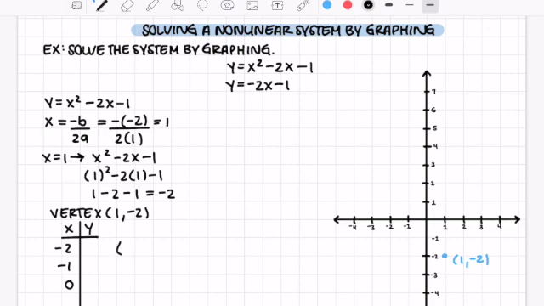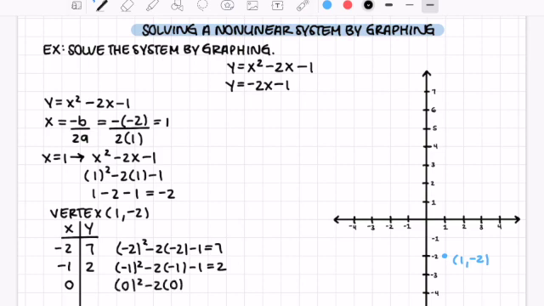When I plug it into the equation, I get -2 to the power of 2 minus 2 times -2 minus 1, that equals 7. Then -1 to the power of 2 minus 2 times -1 minus 1, that just equals positive 2. And 0 to the power of 2 minus 2 times 0 minus 1, that just equals -1.